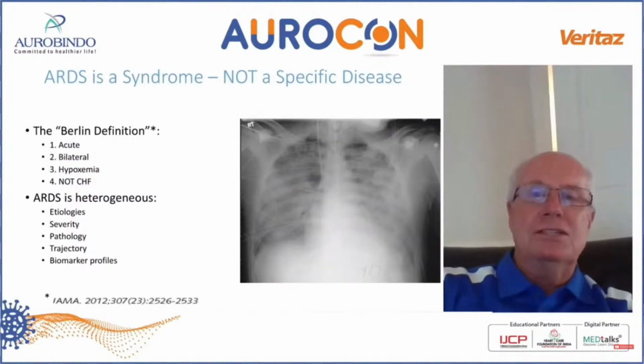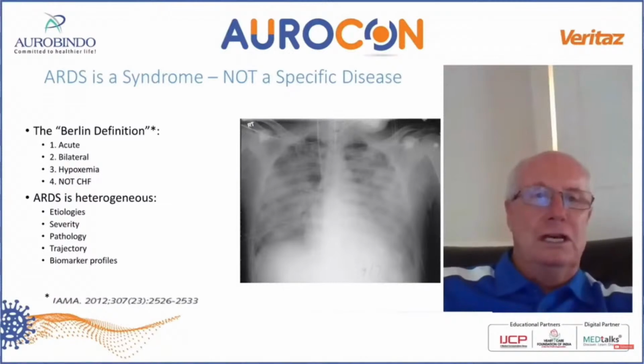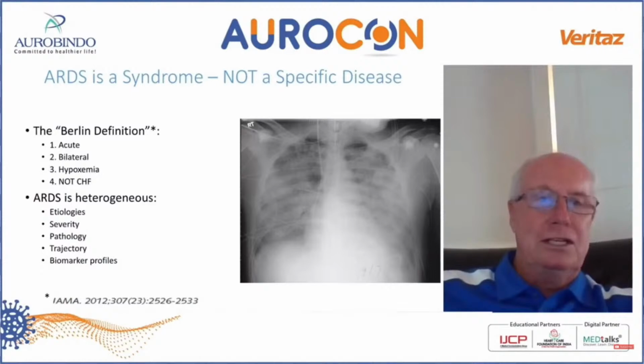So ARDS is not a specific disease, it's a syndrome. And the Berlin definition is it's an acute process. It affects both lungs. It creates hypoxemia, and it is not entirely explained by chronic congestive heart failure. ARDS, as I say, is a syndrome. It has multiple etiologies. It has a broad range of severity. It has different types of pathology. It has different types of trajectory and biomarker profiles.